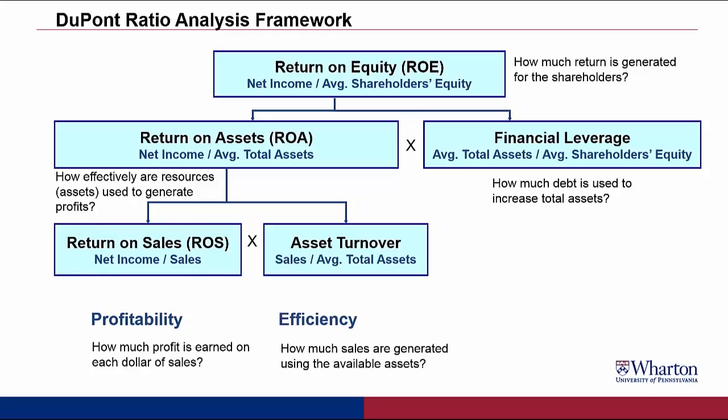Asset turnover is a measure of efficiency. It's sales divided by average total assets. It's answering the question, how much sales does the company generate using its available assets? So for every dollar of assets, how much sales can it generate?